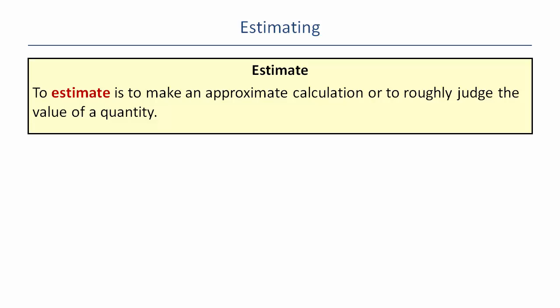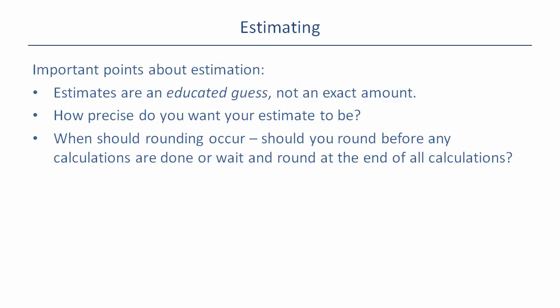So to estimate is we're just going to make an approximate calculation. We don't have to come up with a precise answer, and oftentimes it's going to mean rounding. So we can think of this as an educated guess. We always have to ask ourselves, how precise do we want to be? And we should always ask ourselves, if we're going to round, when we're going to round, how much we're going to round. And that all is kind of dictated by the numbers that we're dealing with. If we have really, really small numbers, then we shouldn't round a lot. If we have really large numbers, then larger rounding isn't such a big deal.